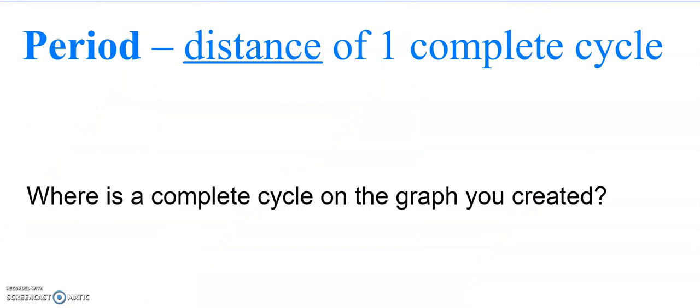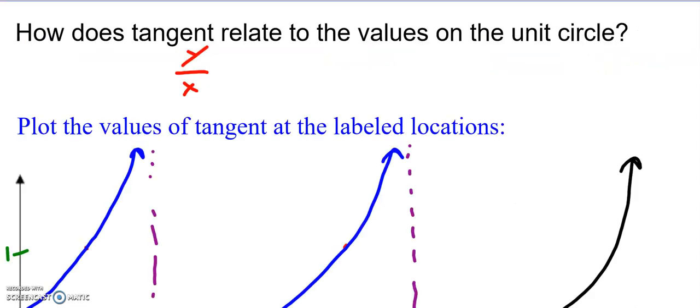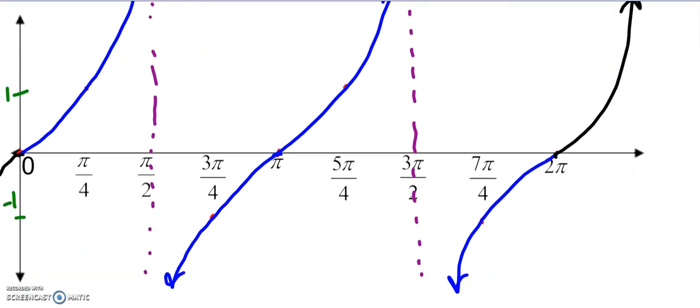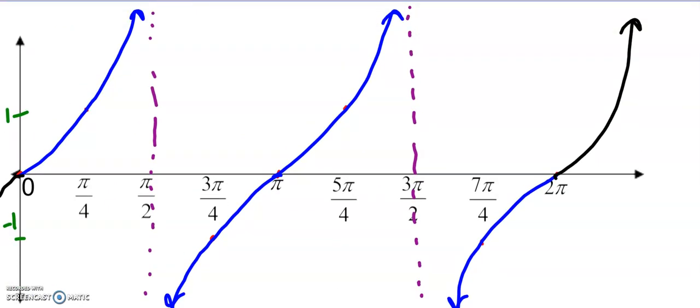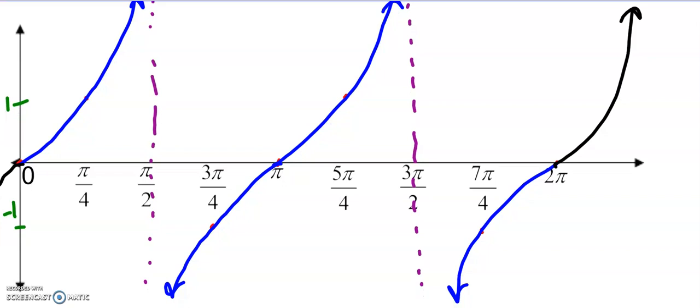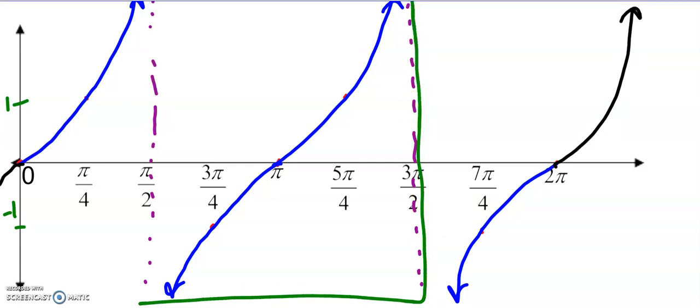Now let's answer a couple of questions. What does a period represent? A period is the distance of one complete cycle. So look back at this graph. Where do we see one complete cycle? Very good. In between the asymptotes. So one complete cycle is here.